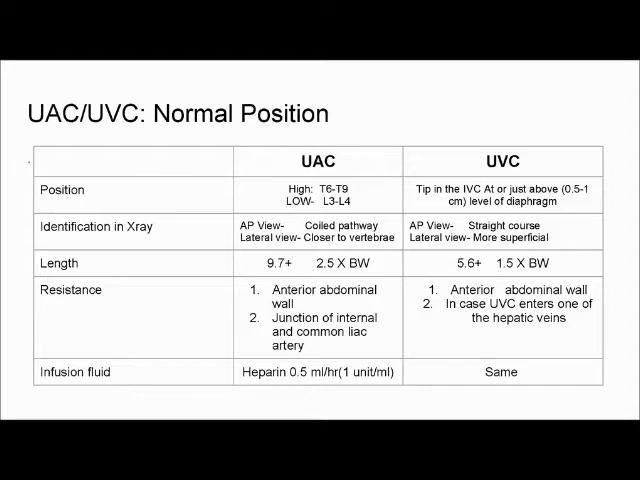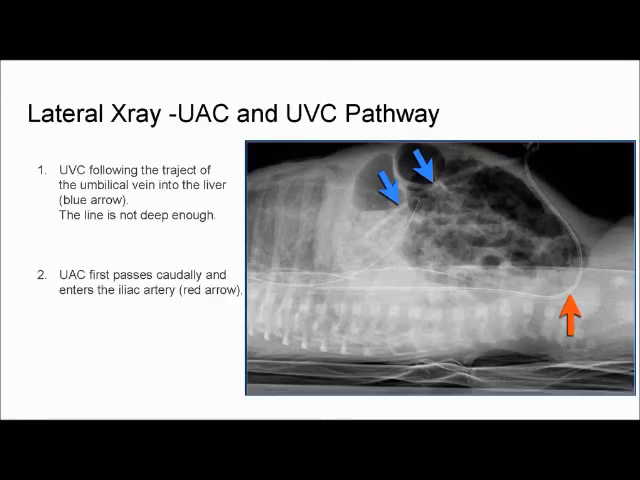And in UVC, umbilical venous catheter, the position of the tip should be in the inferior vena cava at or just above the level of the diaphragm. It could be 0.5 to 1 centimeter above the level of the diaphragm. And length of the UVC should be 5.6 plus 1.5 times the birth weight. And resistance is met at the level of the anterior abdominal wall, and when UVC enters one of the hepatic veins. And infusion fluid should be heparin 0.5 ml per hour, concentration of 1 unit per ml.